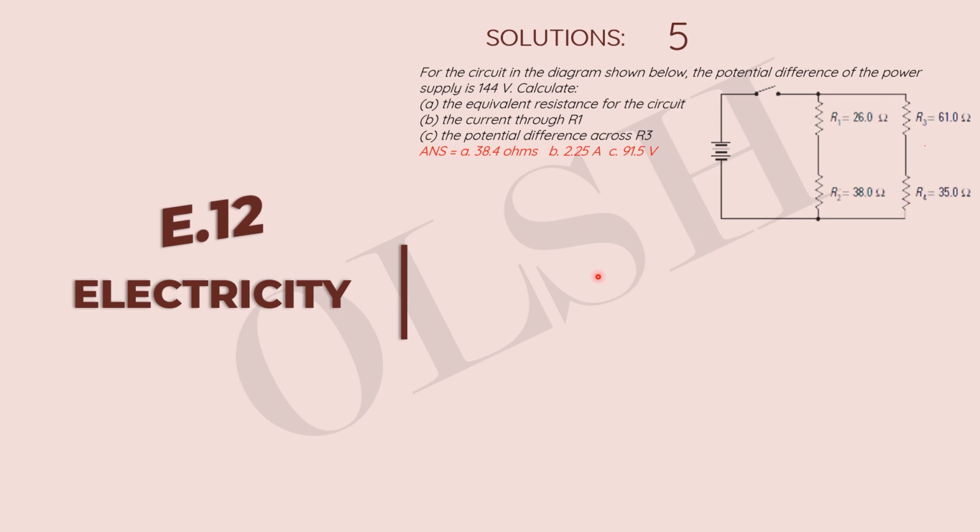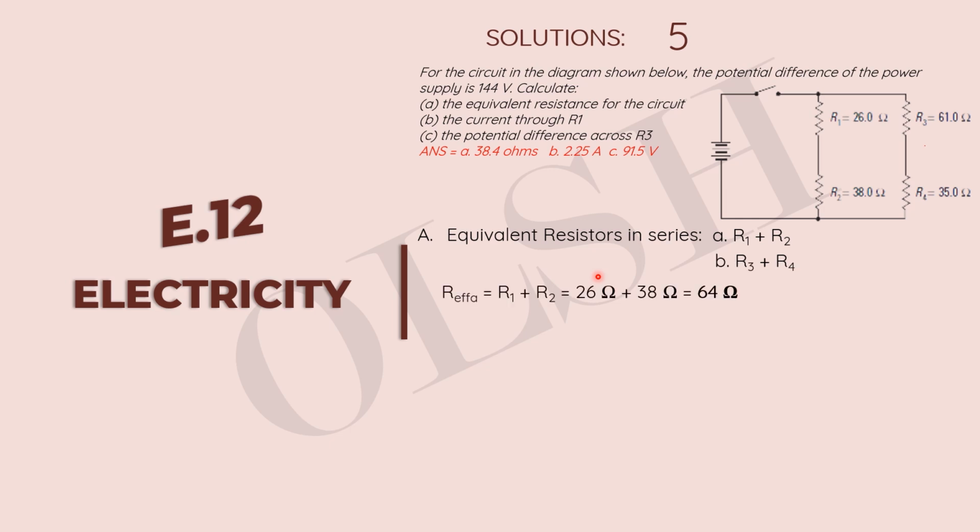Okay, let's go ahead to solve this now. So A asks for the equivalent resistance of the circuit. For the resistors in series, let's deal with R1 and R2, then R3 and R4. So R effective for A, that's why we have R_EFF A here. R effective of A is R1 plus R2. That's how we calculate resistors in series. So we have 26 plus 38, which gives us 64. Then R effective for B, we have R3 plus R4, which gives us 61 ohms plus 35 ohms, and gives us 96 ohms.